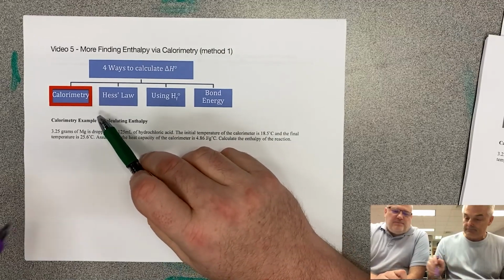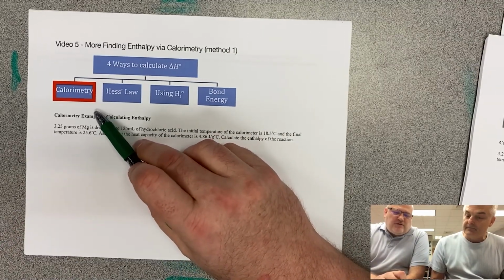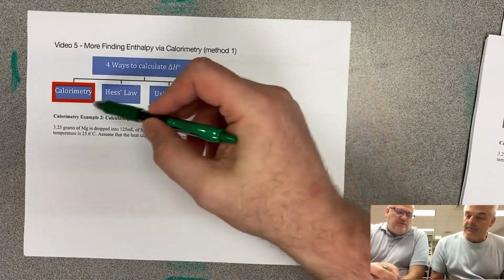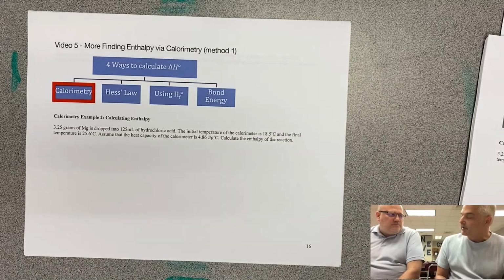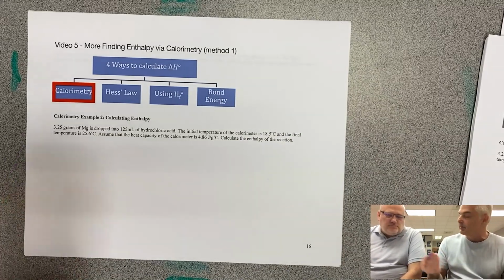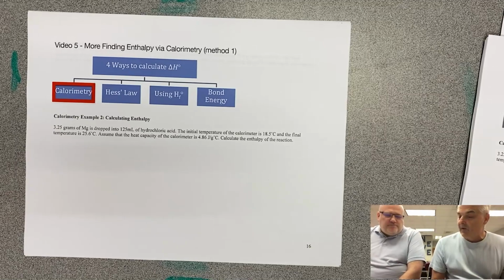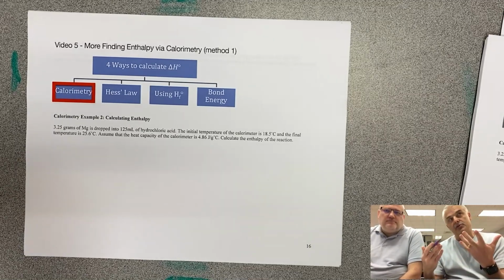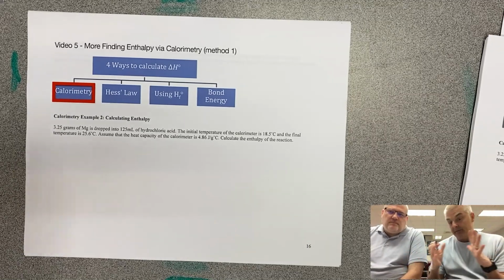So if you take a look in your notes here, we are actually going to be dealing with how to figure out enthalpy when we're dealing with calorimetry, and so there's 4 ways we can calculate enthalpy, and this is method number 1, for lack of a better term. And enthalpy, folks, right? That's where you're trying to find out the amount of energy in or the amount of energy out.